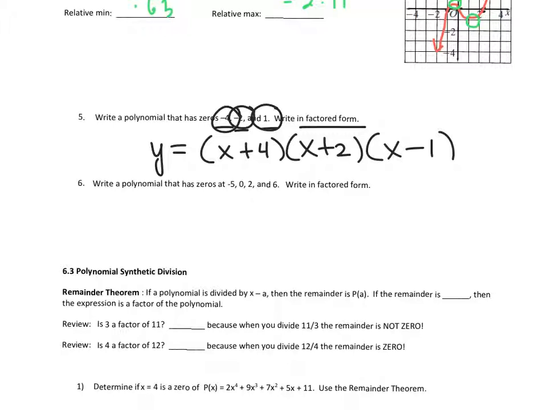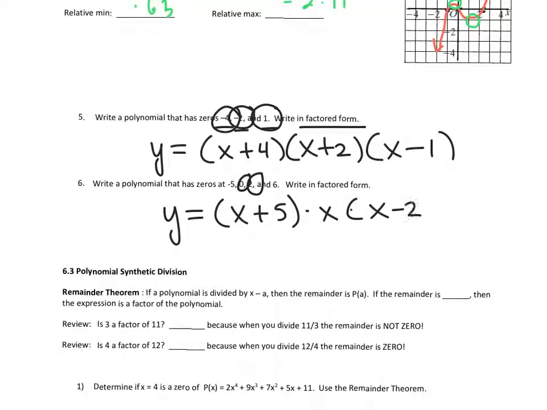Okay, number 6, write a polynomial that has zeros at negative 5. So it's going to be x plus 5. 0, so it's going to be just times x. And then 2, so it's going to be x minus 2, and then 6, so it's going to be x minus 6.